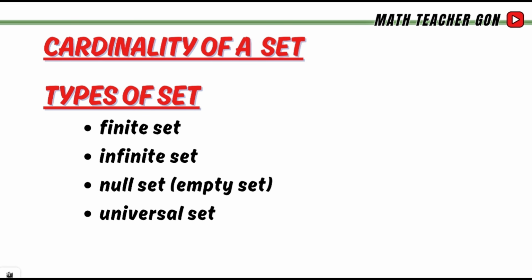Let's get started. So we have here the cardinality of a set and the types of set. For the types of set, we have the finite set, infinite set, null set or the empty set, and the universal set. We'll start with the cardinality of a set.